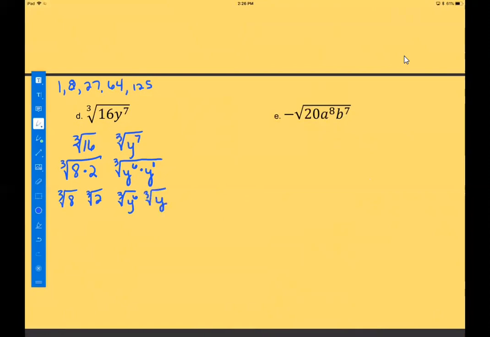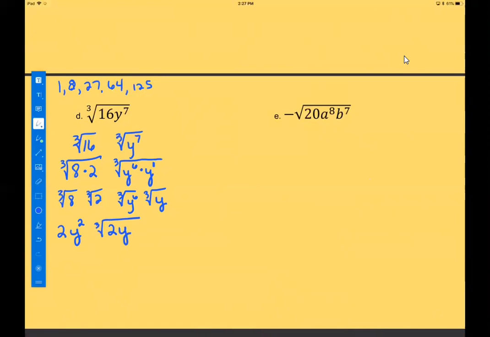All of the perfect cubes are going to go outside the radical. Anything not a perfect cube stays under. So the cube root of 8 is going to give us 2 on the outside. The cube root of 2 stays under. Cube root of y^6: 3 will go into 6 2 times evenly, so we'll have y^2 on the outside. And then the cube root of y has to stay under the radical.